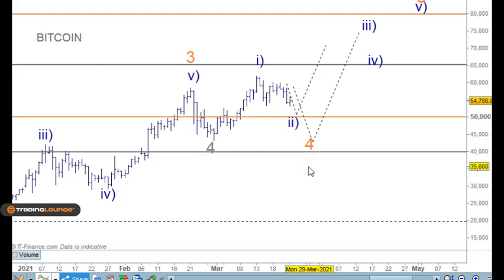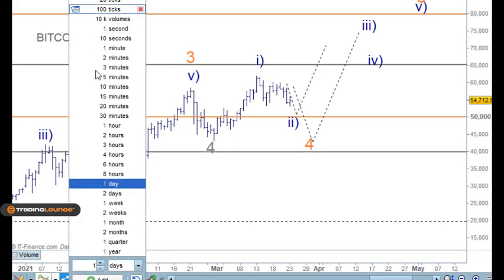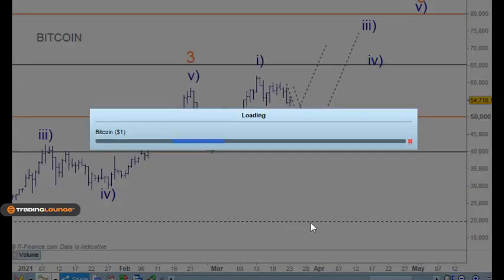So in a nutshell, we're working two counts, one of them that will come back to 50,000 and the other count that will come back to 40,000, just to simplify things. So we'll just continue to work with both counts and view them, and we'll also continue to have a look at alongside triggers. So let's go from the daily to the 4 hour.